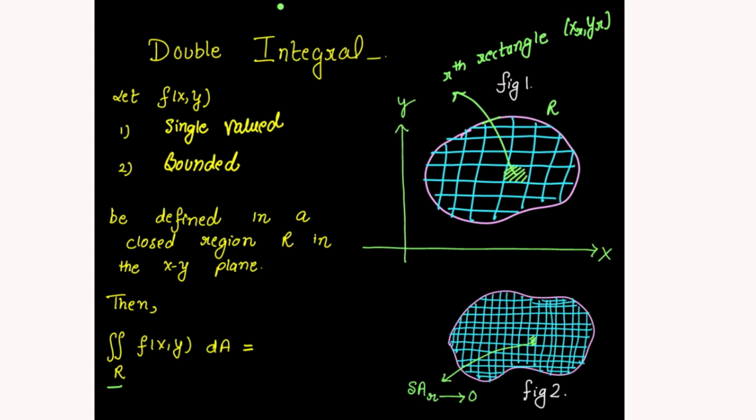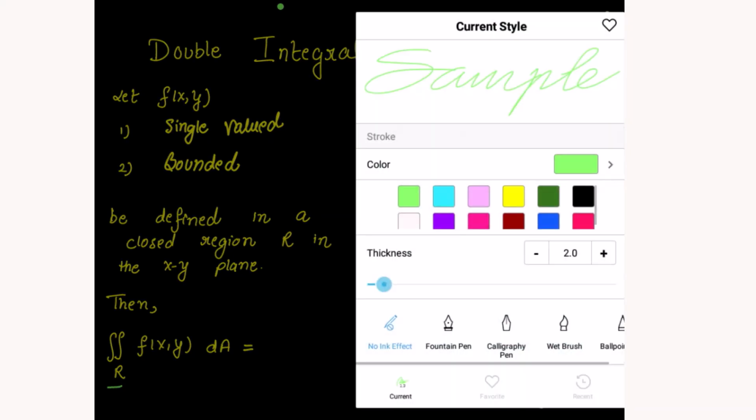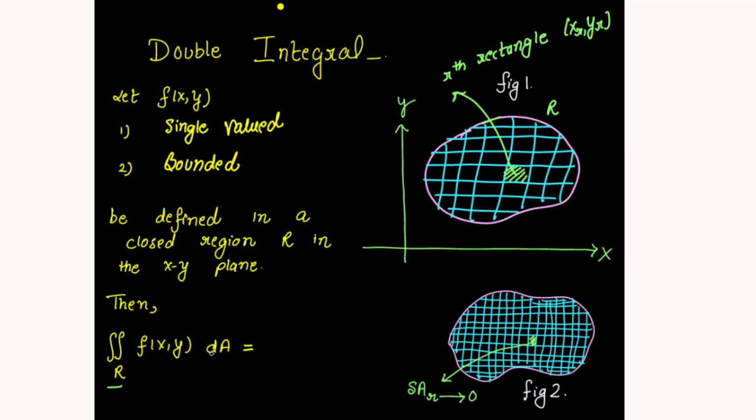Then this double integral over the region R of f(x,y) dA, where dA is your area, so this is dx dy, the value of this double integral is equal to the summation, r going from 1 to n, of f(xr, yr) times the area of the rth rectangle, right?